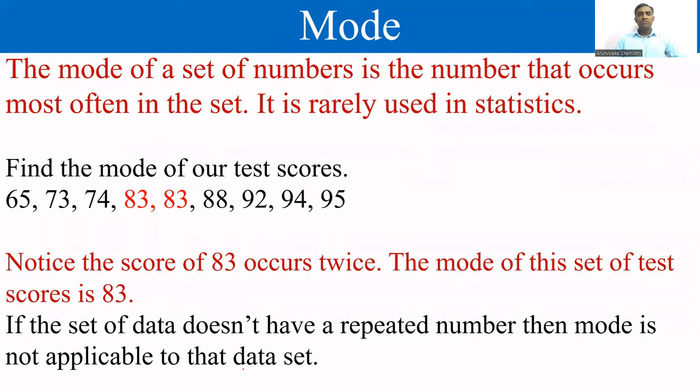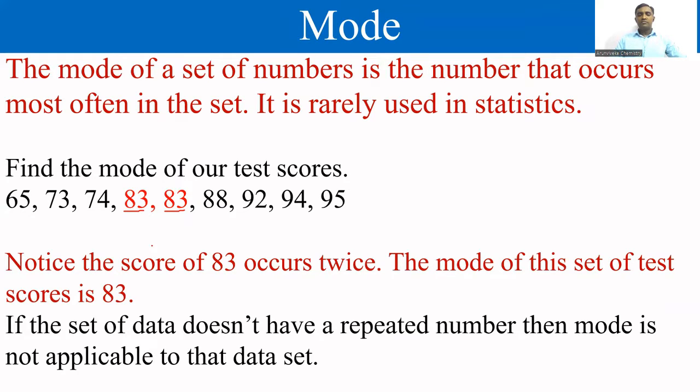What is mode? The mode of a set of data is often the number that is repeated many times. It is rarely used in statistics. Here we see test scores of different students. We have 9 different students in this class, and we arrange the scores in increasing or decreasing order, and we look for the data that is repeated many times. In this case, 83, which is represented in a different color, is repeated twice. So we can simply conclude 83 is the mode of the data.